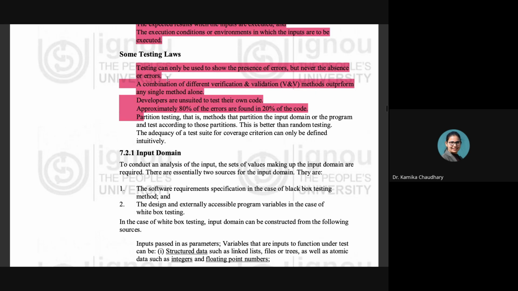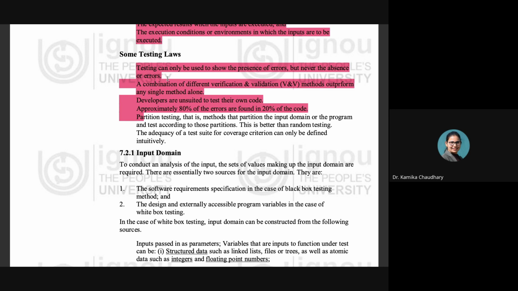Testing laws are basically: testing can only be used to show the presence of errors, but never the absence of errors. I have explained to you the purpose of testing. The purpose of testing is to find the error, right? We enter the testing phase with an aim to show the presence of errors. It is never that we are aiming to show that there is no error, because there is always going to be some error. So the purpose is to find those errors. Also, a combination of different verification and validation methods outperforms any single method alone, and developers are unsuited to test their own code. All these are basically the various laws of testing.